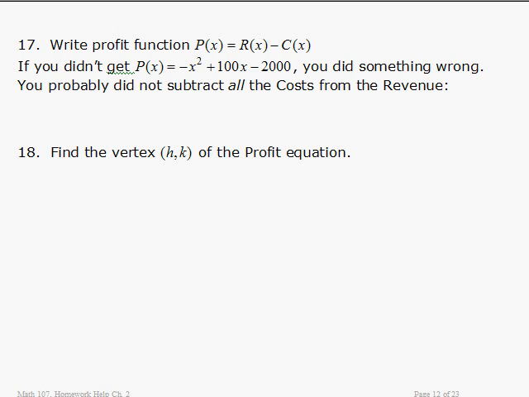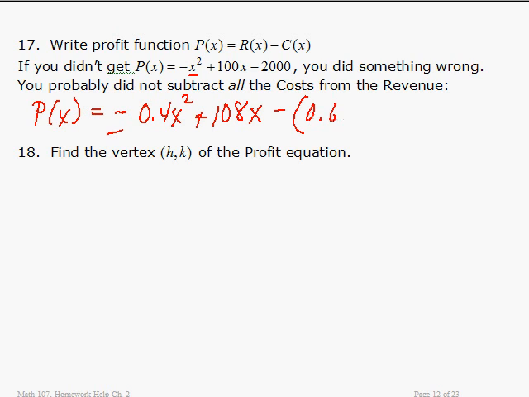Okay, so the first thing here is to write the profit equation, and I give you the answer. Well, how easy is that? Okay, what is the problem? Here's the problem. Write the revenue down, and the revenue was minus 0.4x squared plus 108x, that's right. And now write the cost down, but you have to subtract all the costs, so you have to put parentheses here, and this is where people have a little bit of a problem. 0.6x squared, it was 8x, and then 2,000.